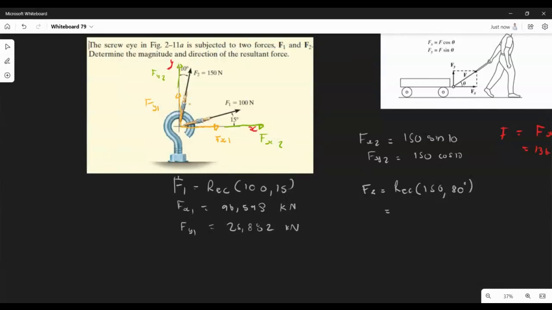So in this case, F1 over here, this one is quite small, 100 cos 15, and this is 100 sine 15. Got that?